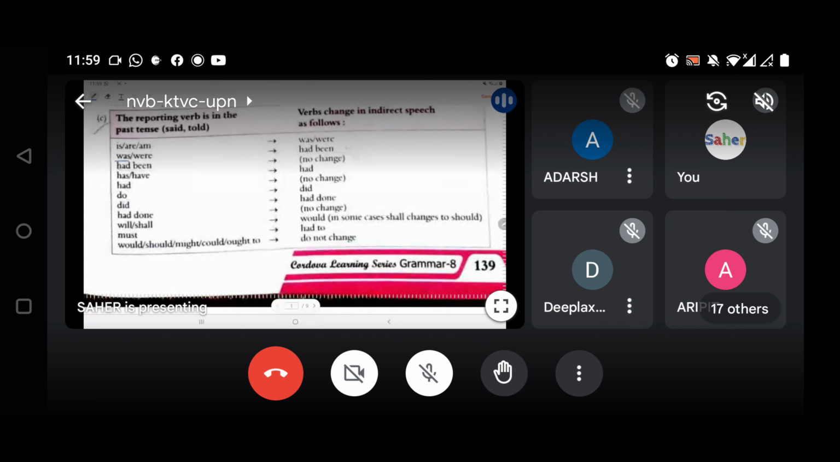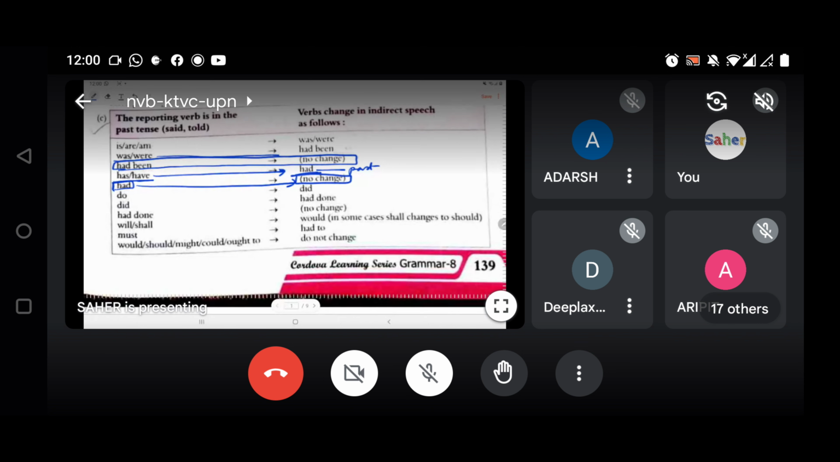So was and were will change into had been plus the ing form of the verb: had been crying, had been laughing, had been working, like that. Then had been will not change. Then has, have will change into had. If the sentence has has or have, it will change into the past tense, that is had. But had will not change again. There will be no changes in had.